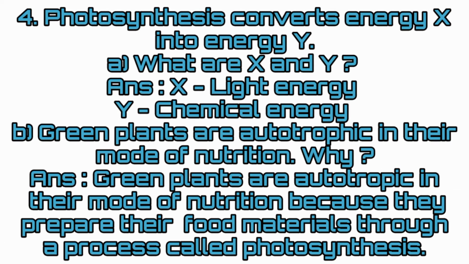Photosynthesis converts energy X into energy Y. What are X and Y? X: light energy, Y: chemical energy. Green plants are autotrophic in their mode of nutrition. Why? Green plants are autotrophic in their mode of nutrition because they prepare their food materials through a process called photosynthesis.